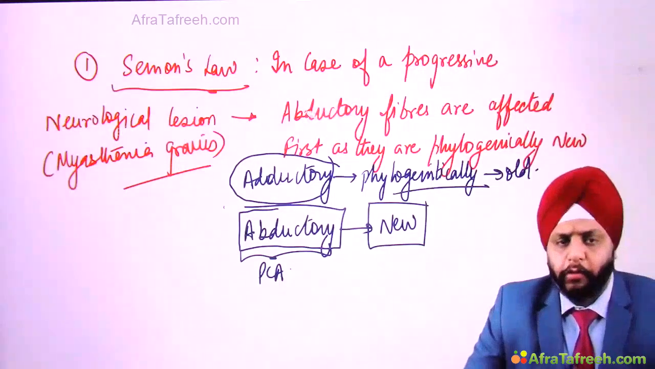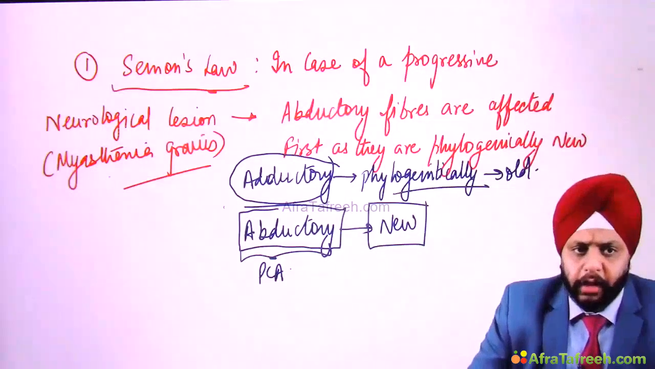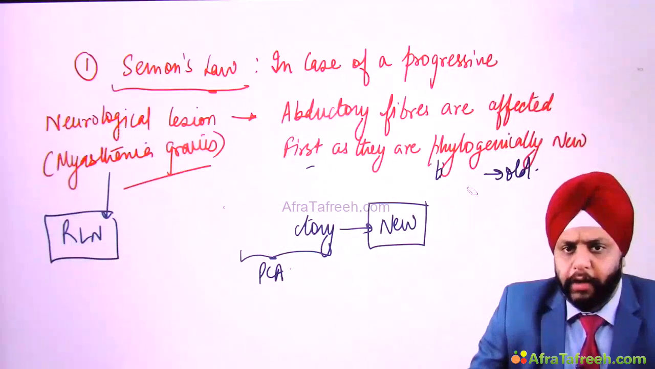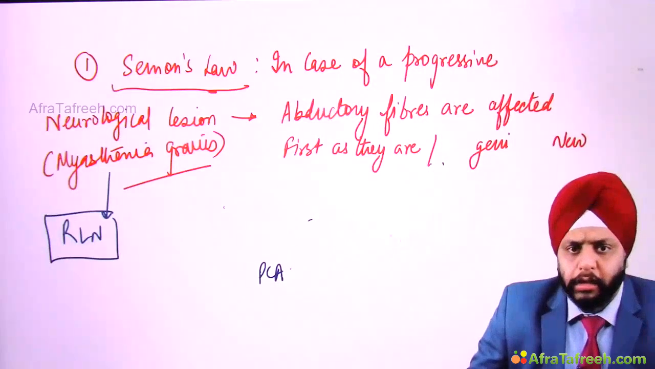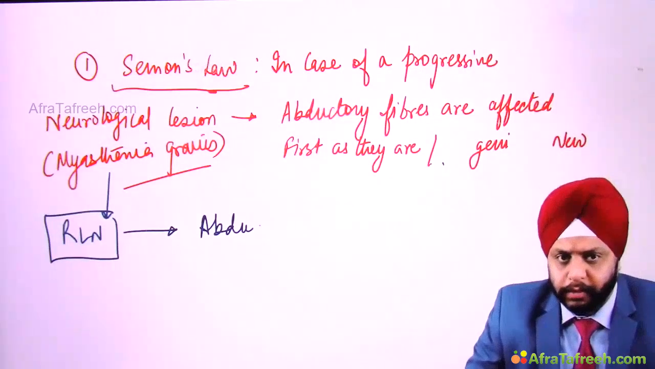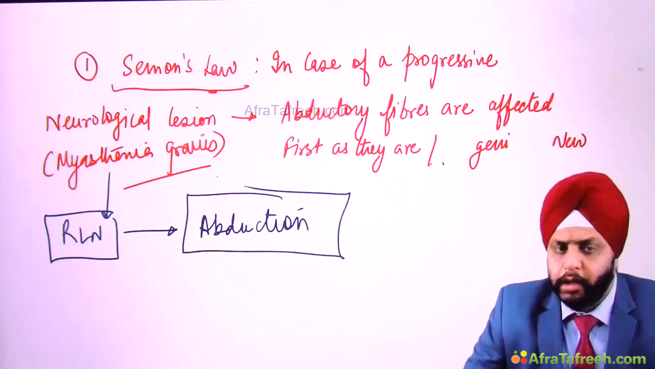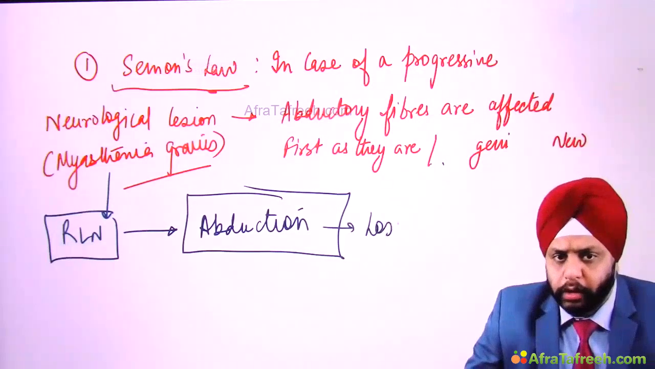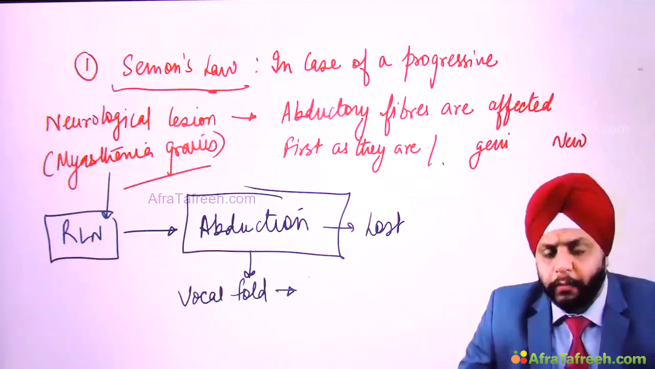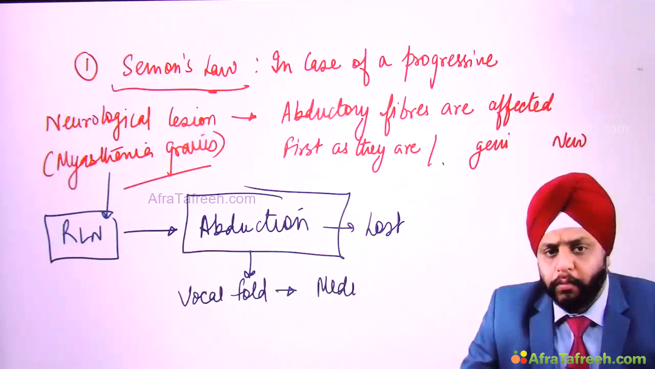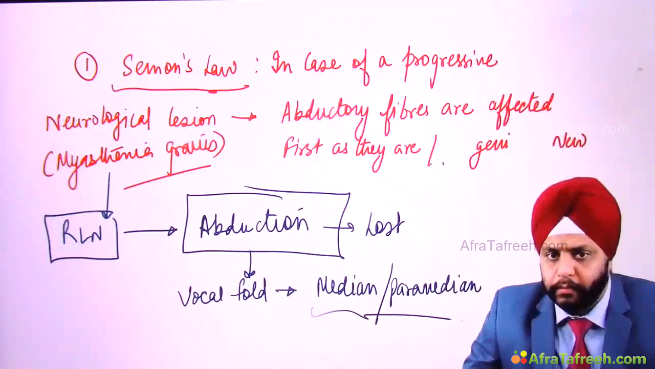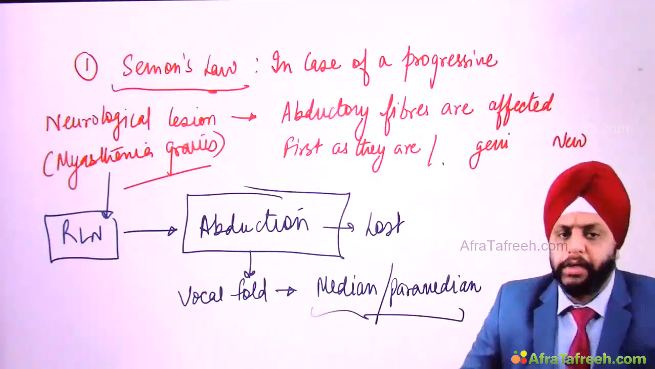in case of a progressive neurological lesion, suppose a patient has a progressive neurological lesion, and let's say this lesion affects the recurrent laryngeal nerve. Now what will happen? Which function of the recurrent laryngeal nerve will go first? When this is affected, the first function that will go is abduction, because this is a phylogenetically new function. So this abduction will be lost, and therefore what will happen to the vocal fold? Because the function of abduction is lost, there will be an unopposed adduction, so the vocal fold will go into the median position, or you can say paramedian position, depending upon how many muscles are acting.